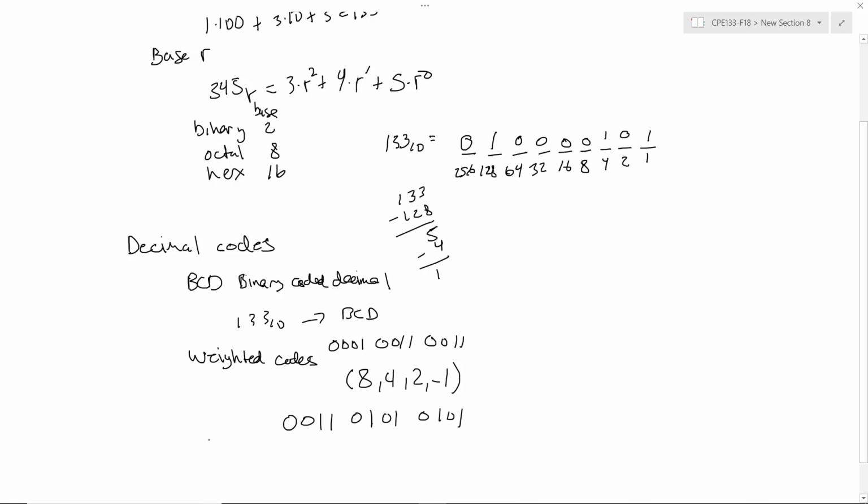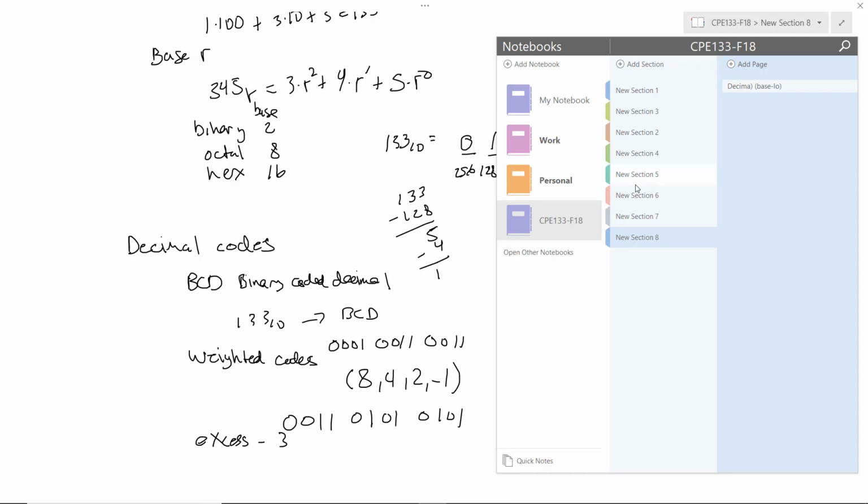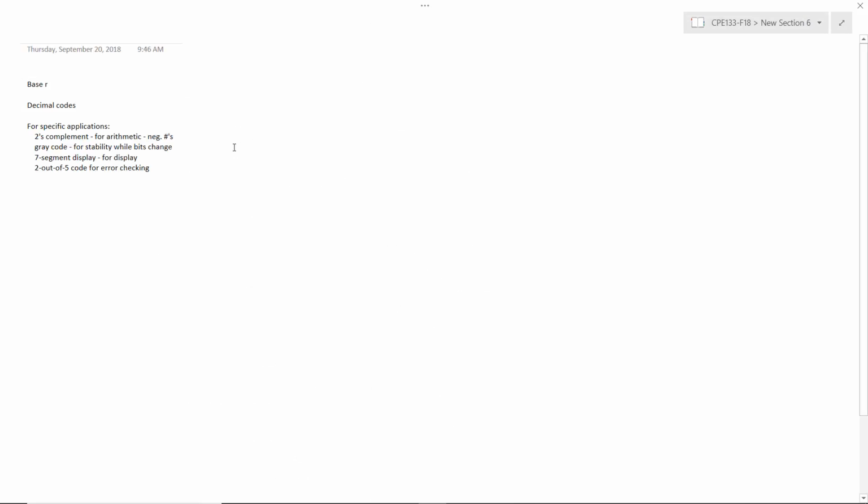Okay. And then there are other decimal codes, for example, XS3, which is like BCD, except you add 3 to each position. We're going to talk more in the coming weeks about other types of representation, specifically for negative numbers. We're going to talk about 2's complement, which is important for arithmetic. We'll talk about gray code, which is another code that allows us to have stability when the bits change. For the lab, we're going to see a representation for numbers specific to the device for displaying them, a 7-segment display. And then there's also codes for error detection and correction.